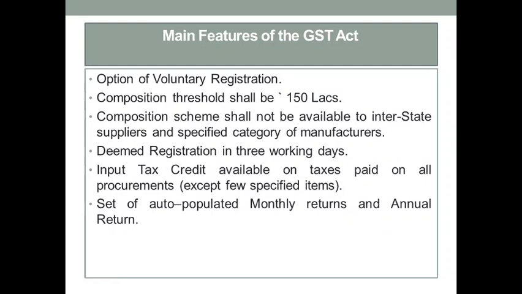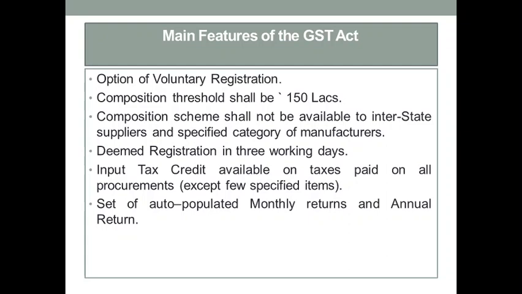There is an option of voluntary registration for those whose aggregate turnover is less than the threshold limit, that is 40 lakhs in case of normal states and 20 lakhs in case of the special category states. Composition threshold shall be 150 lakhs. The composition scheme shall not be available to interstate suppliers and specified categories of manufacturers. There will be a provision of deemed registration in 3 working days.